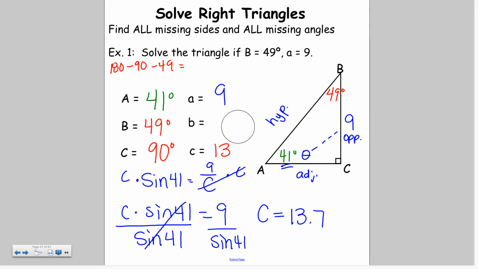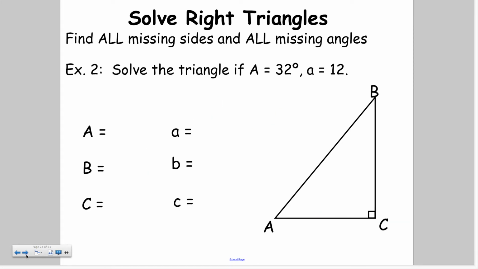Let's do that in green. So I found my hypotenuse to be 13.7. Now because I know 2 sides, I can use Pythagorean theorem to find that missing side of B. So with Pythagorean theorem, I get 10.3. Okay.